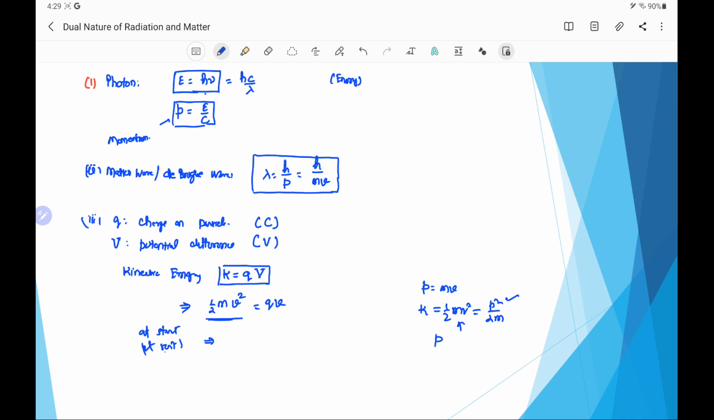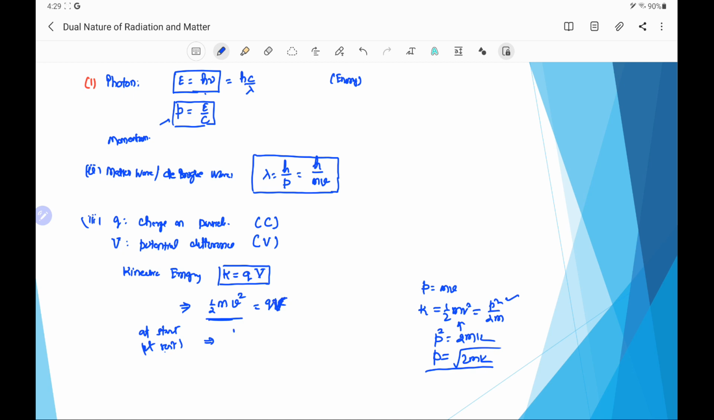So momentum can be written as root 2mK. On taking the square root on both sides, it will be root 2mK. So this is the relation between the momentum and the kinetic energy. Therefore, from the formula, this capital V is the potential difference.